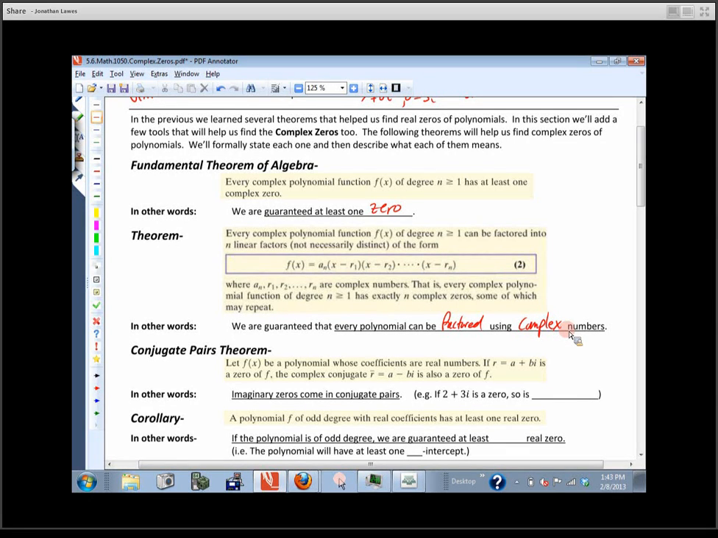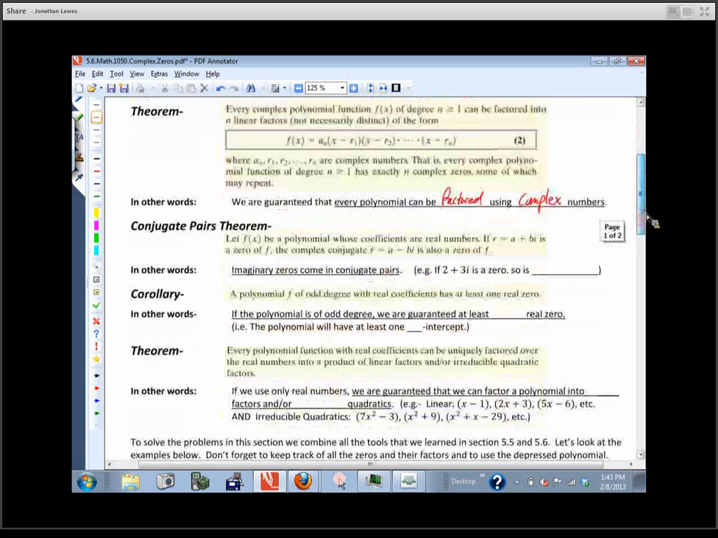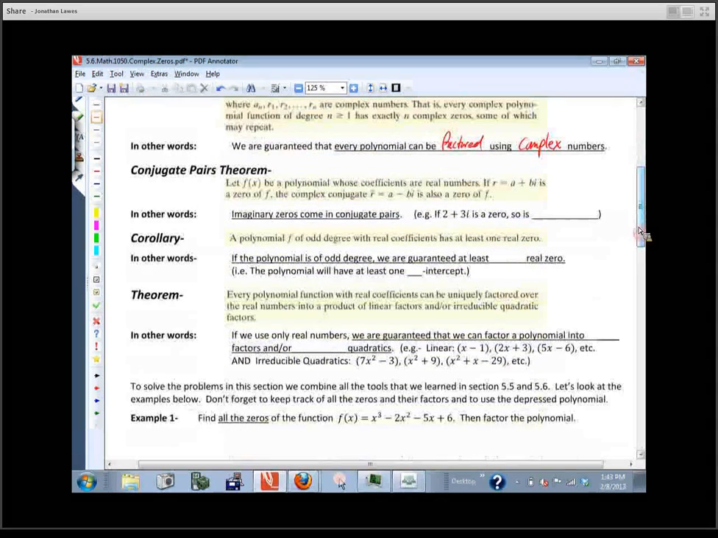So we don't have to worry about getting stuck. We know for a fact we're going to be able to factor everything down into these nice little linear factors. Okay? Next one, and this is kind of a cool one. We're going to use this all the time. It's a really nice idea.